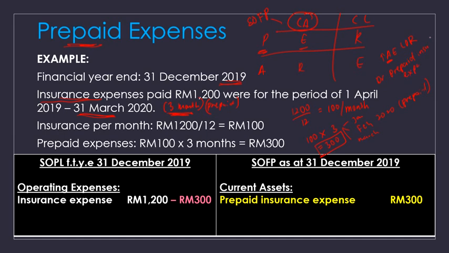Sebanyak 300. Okay. And then you akan credit apa? Credit you punya insurance expense. Buang je prepaid tu. Insurance expense sebanyak 300. Okay.